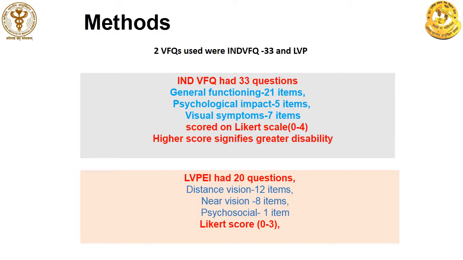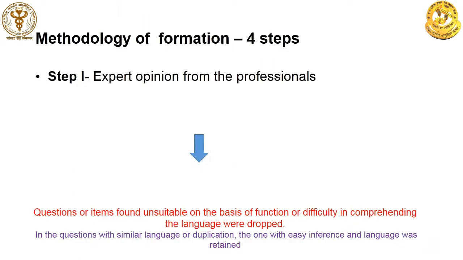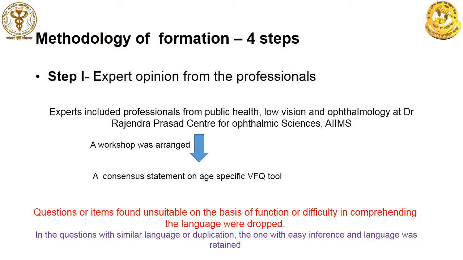All of them have been graded on Likert scale. For IND VFQ it is between 0 to 4, and for LVPI it is 0 to 3. Greater score meant higher disability. So the methodology consisted of 4 steps. In the first step, the experts were asked to give their opinion. And who were these experts? They were professionals belonging to public health, low vision and ophthalmology at RP Center AIIMS.